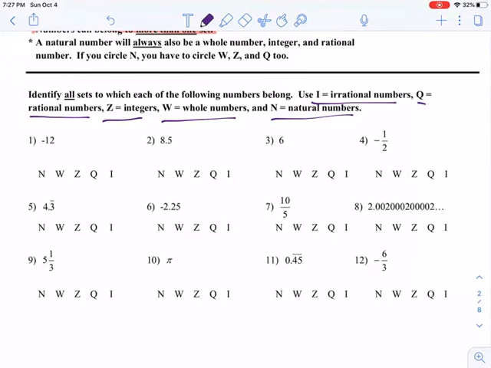So if you look at -12 and think about where does that belong? We didn't call it a natural number because it wasn't one of our normal counting numbers. It's not a whole number because it's not positive. So that means it's an integer, which is also a rational number.